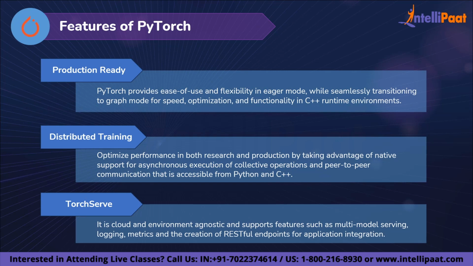So first one is production ready. PyTorch provides ease of use and flexibility in eager mode, while seamlessly transitioning to graph mode for speed, optimization, and functionality in C++ runtime environments. Second is distributed training, which optimizes performance in both research and production by taking advantage of native support for asynchronous execution of collective operations and peer-to-peer communication that is accessible from Python and C++.